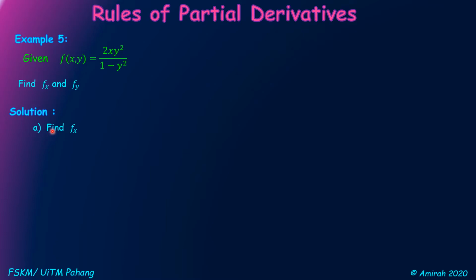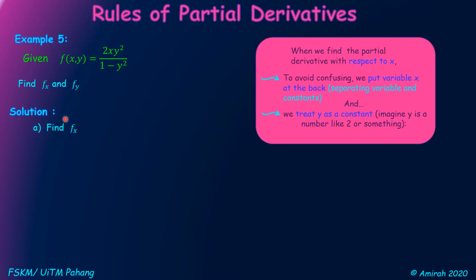Alright, first we look at how to find fx. Fx means the partial derivative with respect to x. To avoid confusion, we put variable x at the back, and we separate variables and constants. And to avoid error, we can write variable x in a different color. We treat y as a constant. We just imagine y is a number like 2 or something.